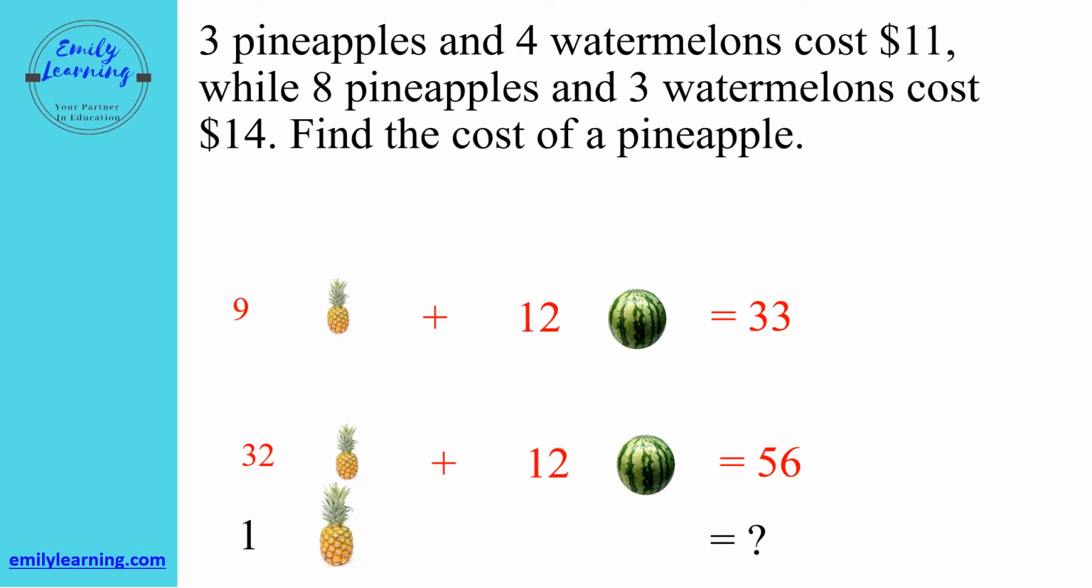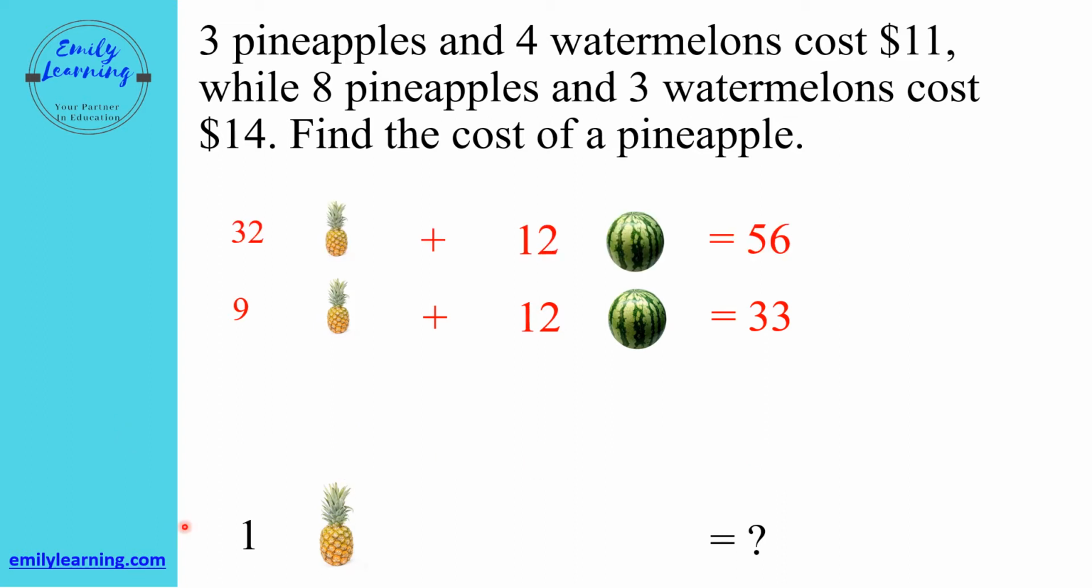All right, so we have the same number of watermelons now. We can subtract them away. I like to put the bigger number on top so that it's easier for subtraction. So now I put 32 pineapples plus 12 watermelons equals 56 at the top, and 9 pineapples and 12 watermelons equals 33 at the bottom. Next, I will subtract these two statements.